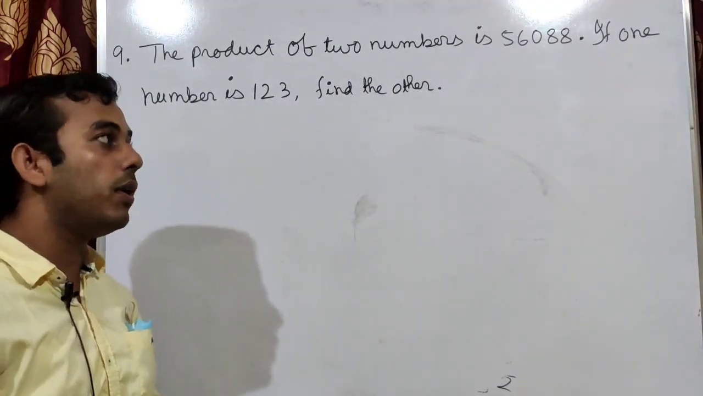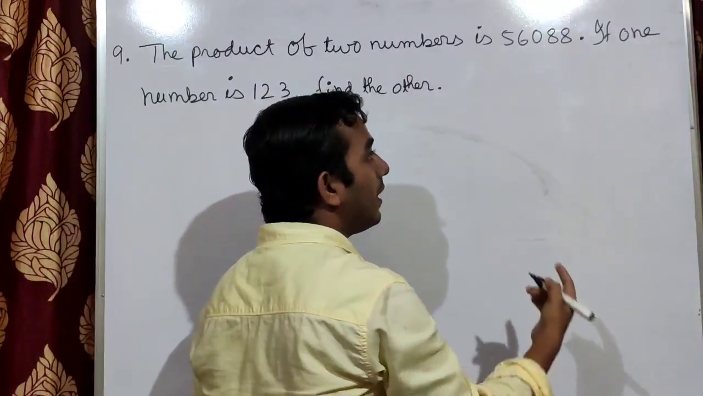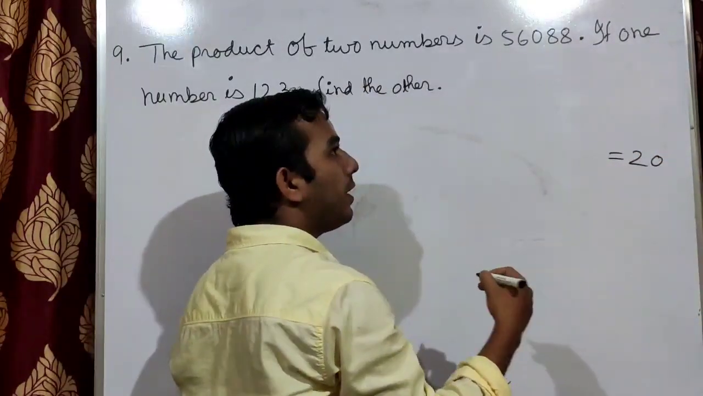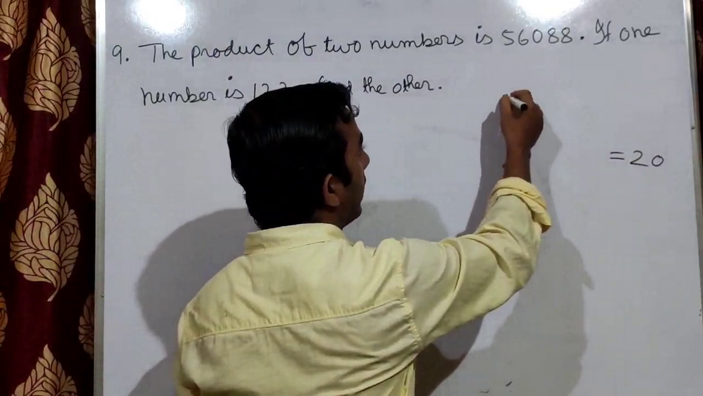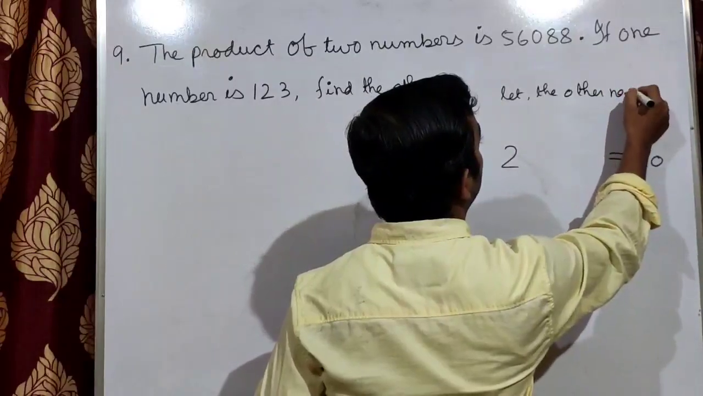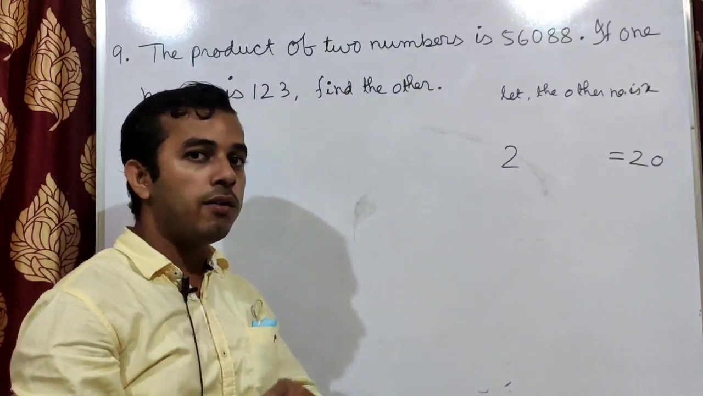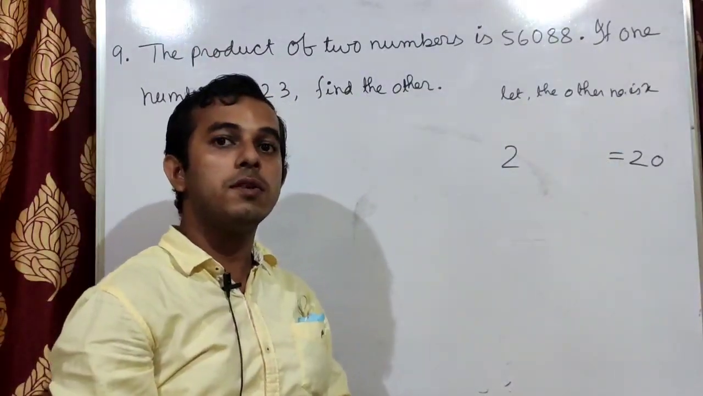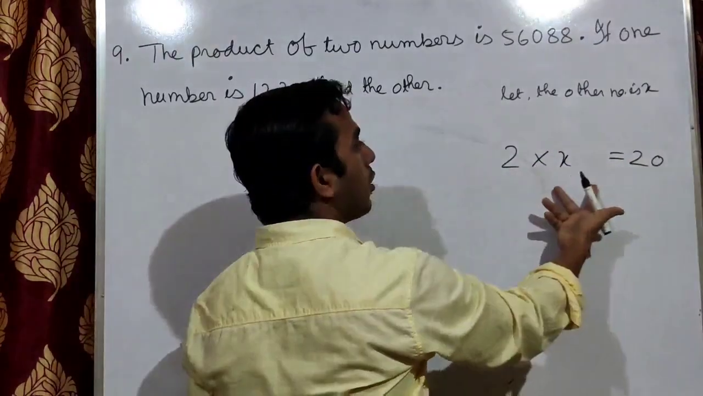Before solving, let us take one example. For example, the product of two numbers is 20, and one of the numbers is 2, find the other. So we will write, let the other number be x. Now, product means what? Multiply. That means 2 into x equals 20. This is the product.